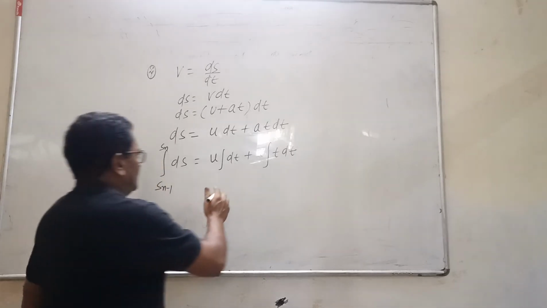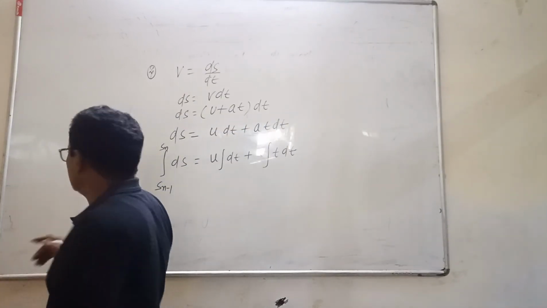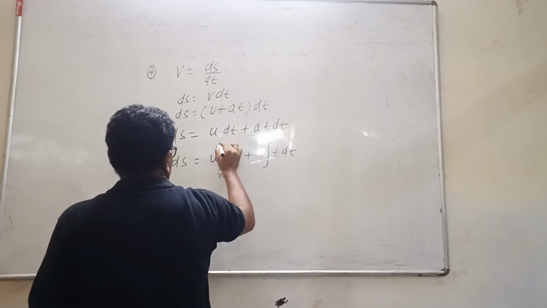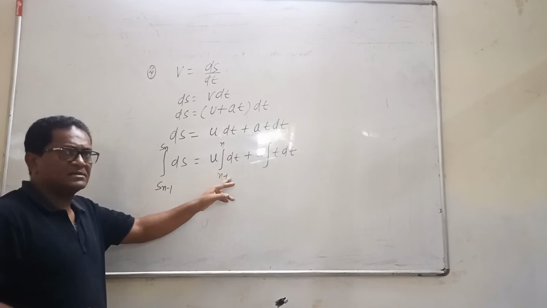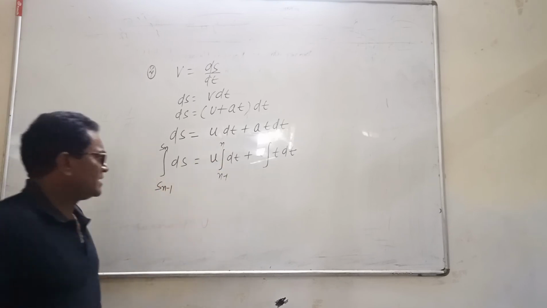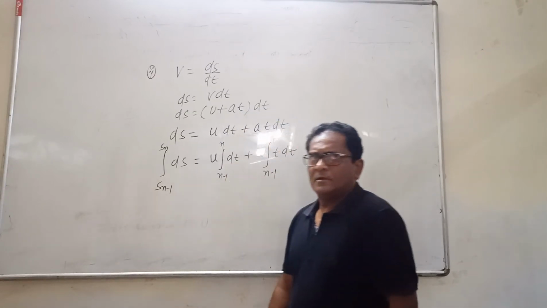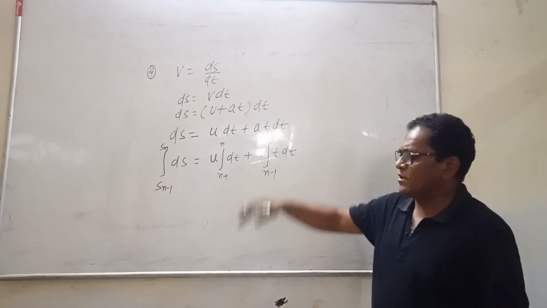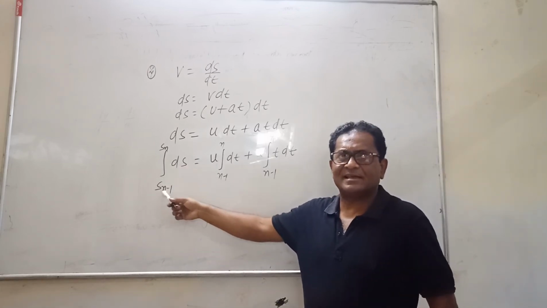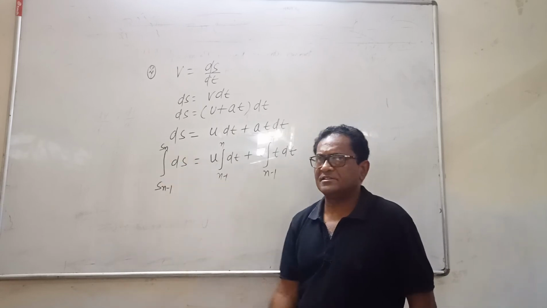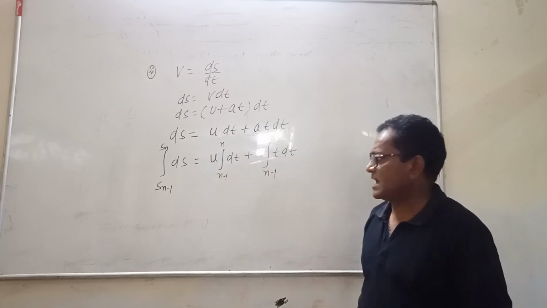And for time, the lower limit is n minus 1 and the upper limit is n. The time we had taken, t equals n minus 1 and t equals n. Here again we can use n minus 1 to n. This is the formula for distance covered in nth second. So the lower limit for distance was Sn minus 1, the upper is Sn. For time, the lower time is n minus 1 and the upper time is n.